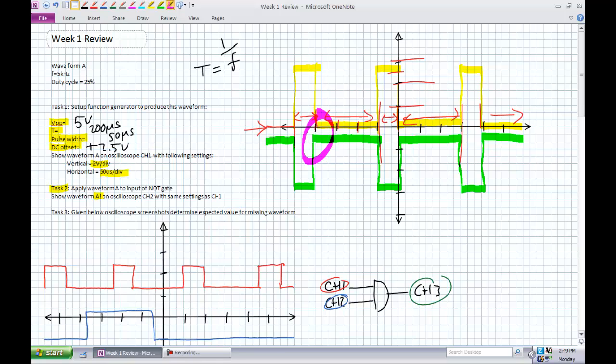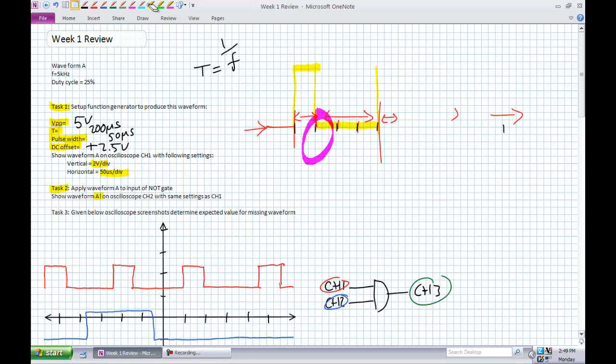How'd you do on task 1 and task 2? If you're tracking, you should have been able to accomplish those pretty easily using some of the skills we have already in our bag of tricks from our basic electronics, some of the very basic stuff I've taught you in digital electronics. Let's go on to some further examples here.